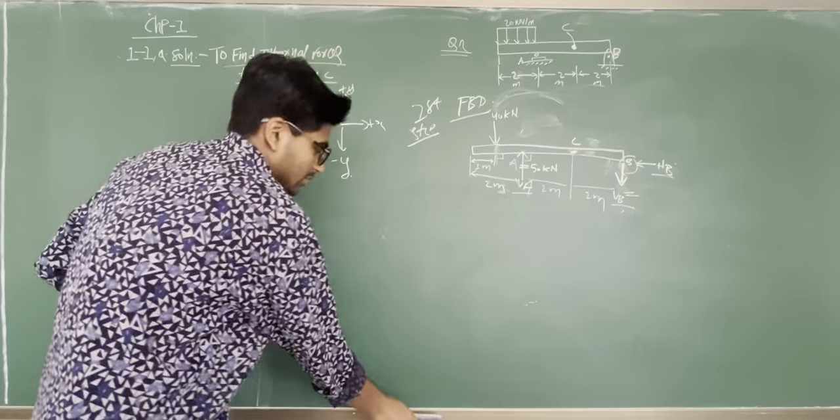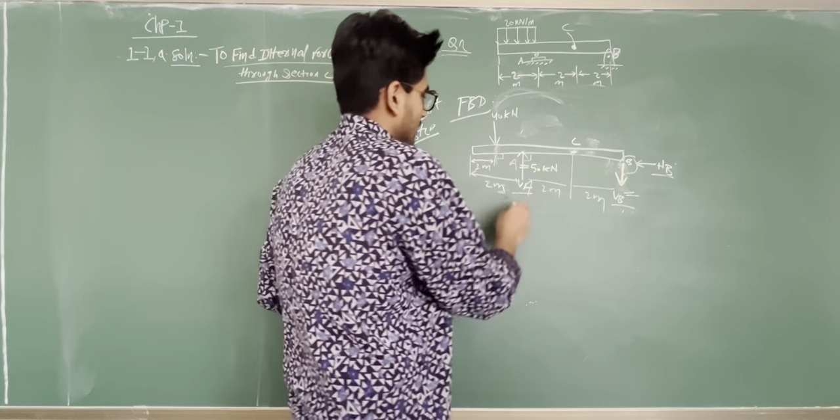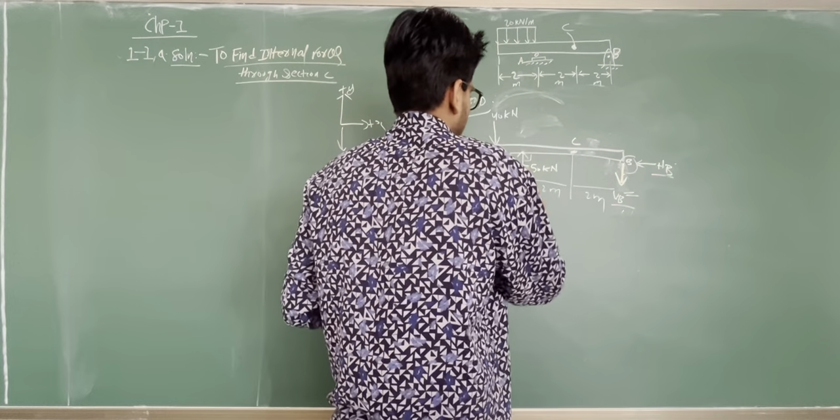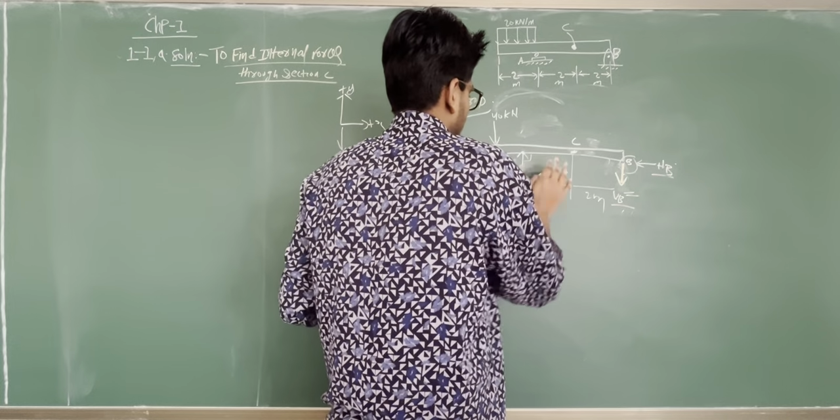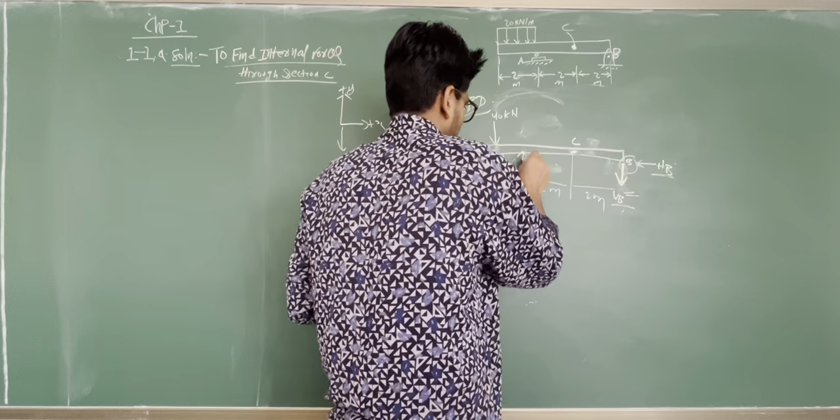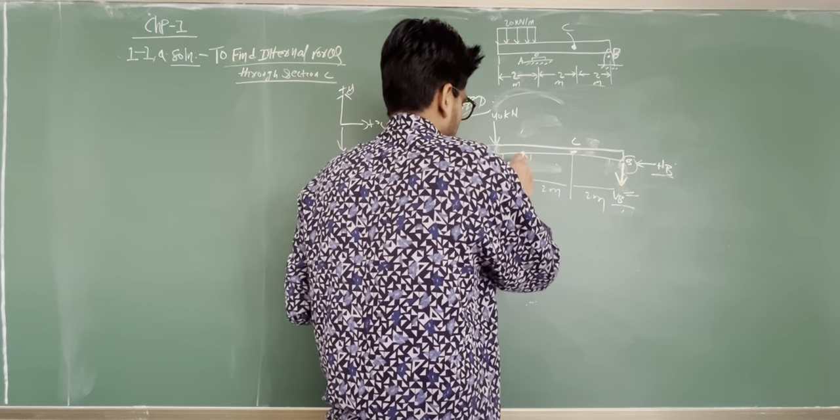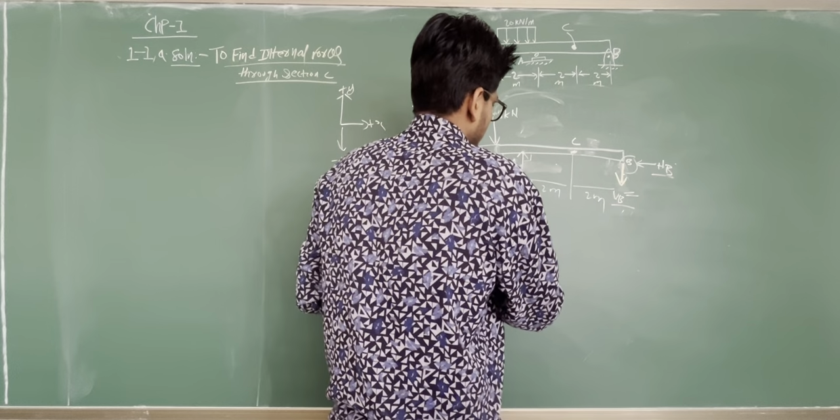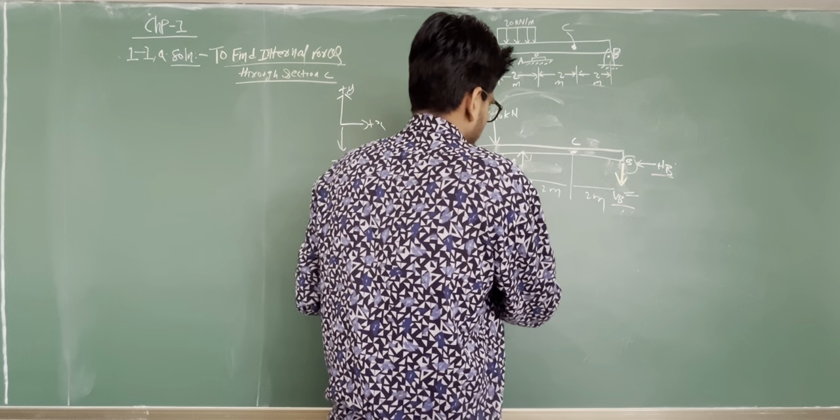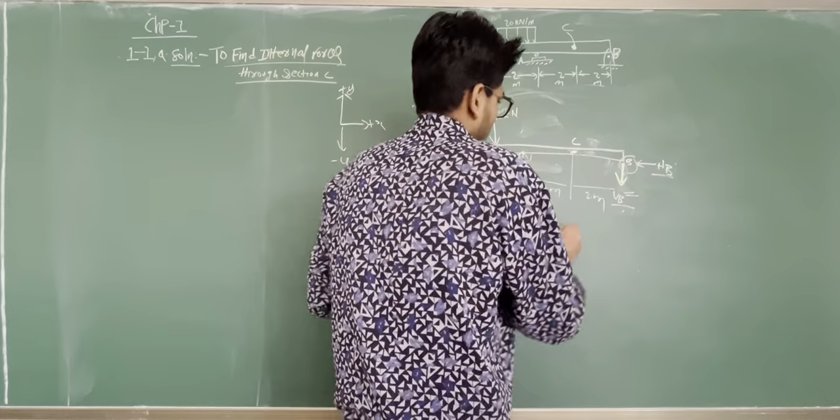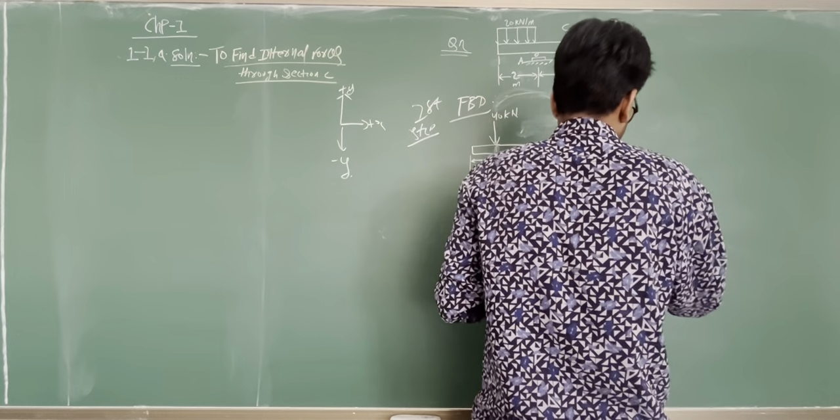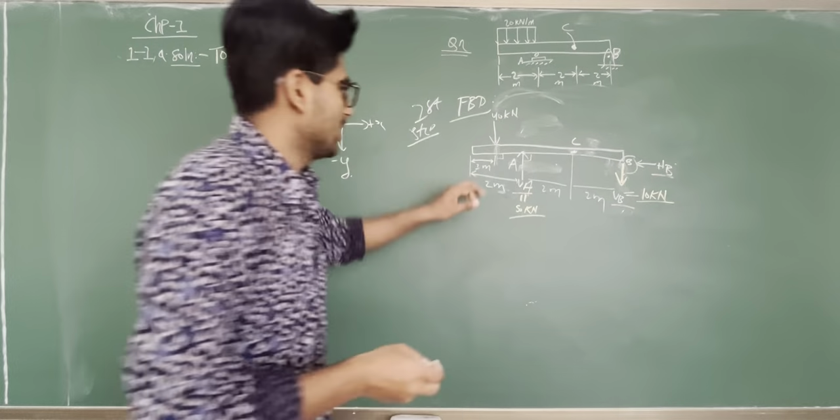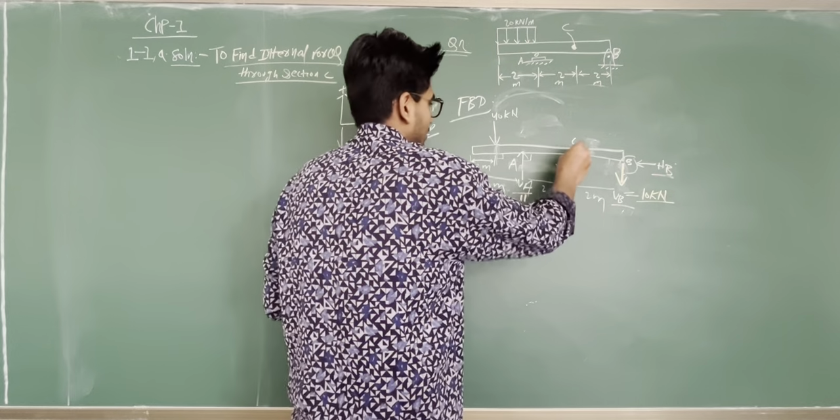So VA we got equals to 50 kilonewton. Suppose I'm writing it over here. This is A, this is the length in meters. How much we got? 50 kilonewton. And VB we got 10 kilonewton. Since we got VB and VA, we have this one. Now we have to find the internal forces at this point.